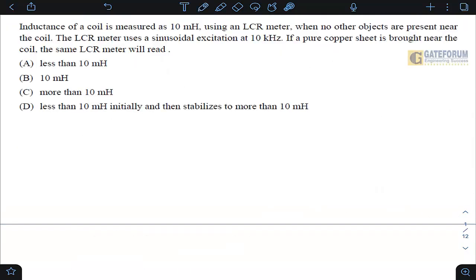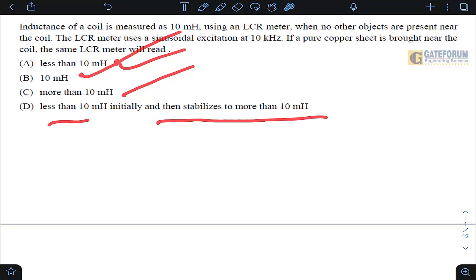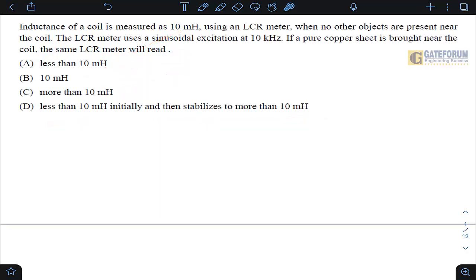This question was asked in GATE 23 of instrumentation. This is from the measurement subject and from the RLC measurement topic. The question is: inductance of a coil is measured as 10 millihenry using an LCR meter when no other objects are present near the coil. The LCR meter uses sinusoidal excitation at 10 kHz. If a pure copper sheet is brought near the coil, the same LCR meter will read: less than 10 millihenry, more than 10 millihenry, less than 10 millihenry initially then stabilizes more than 10 millihenry. So what is the answer?